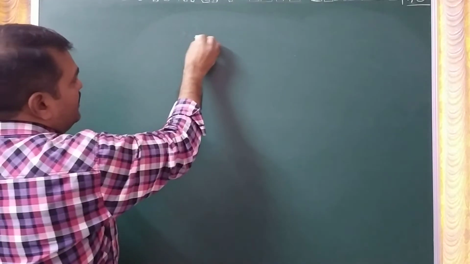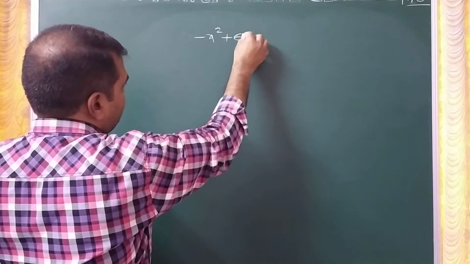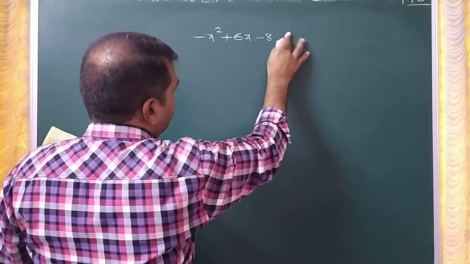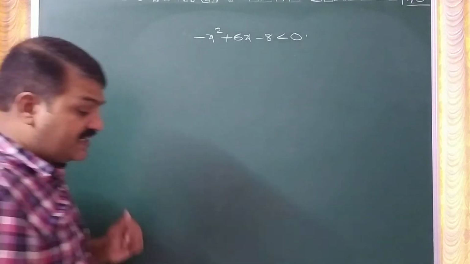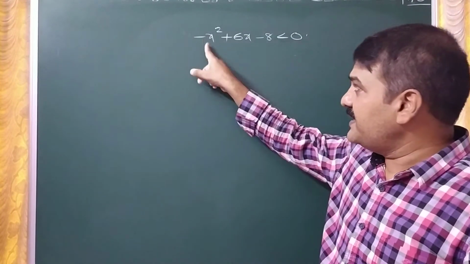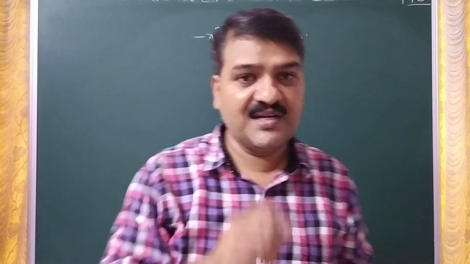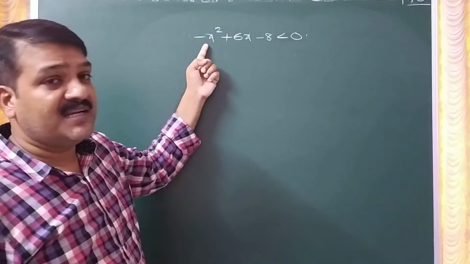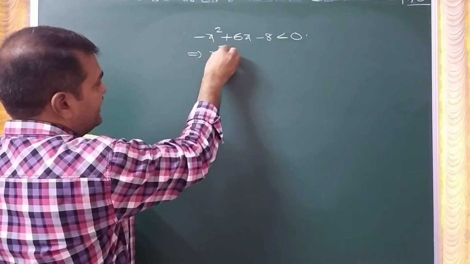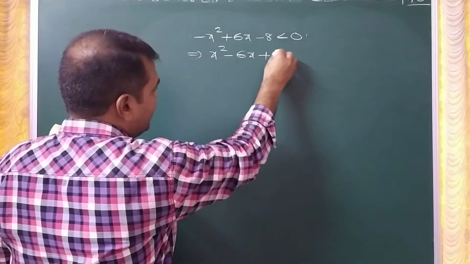So let me discuss another simple problem now. For example, I have a question like this. This is the inequality for which we have to find the solution. We discussed that the quadratic term must always be positive for the shortcut discussion. The quadratic term is negative here, so just multiply with minus, that's all. So multiply with minus: x square minus 6x plus 8.